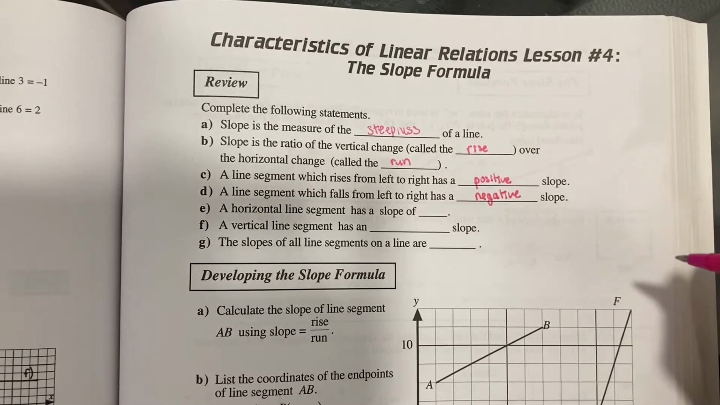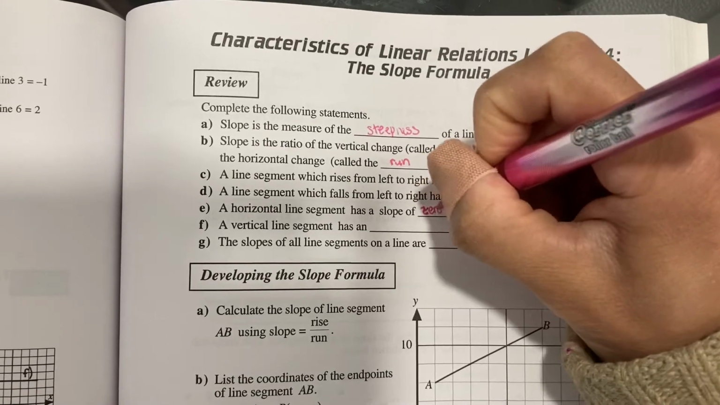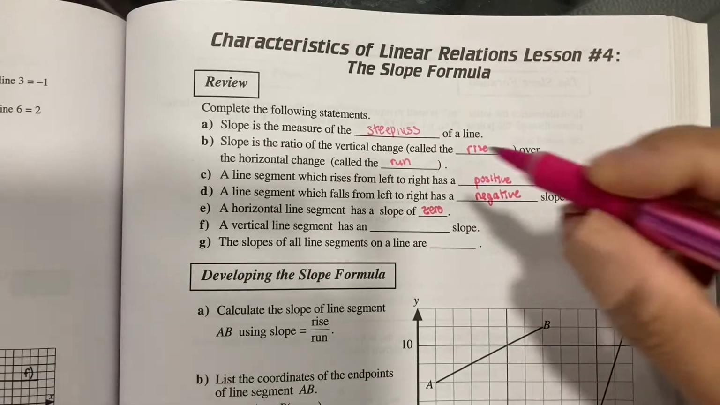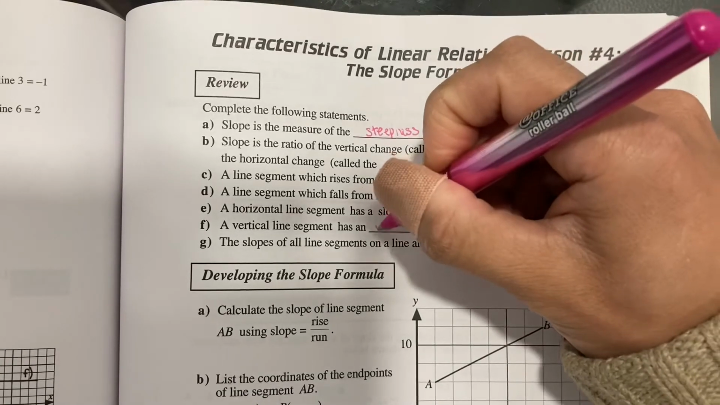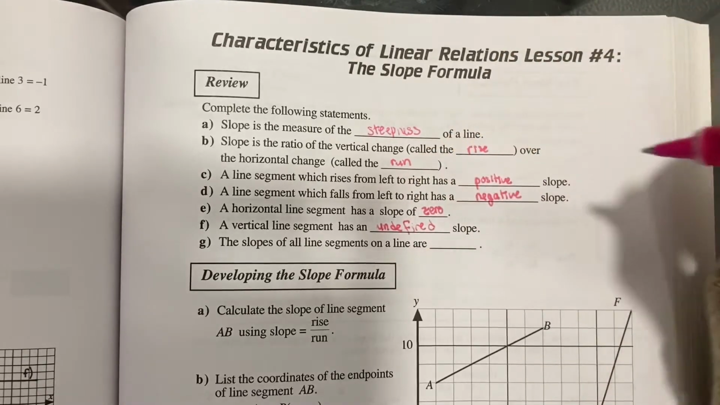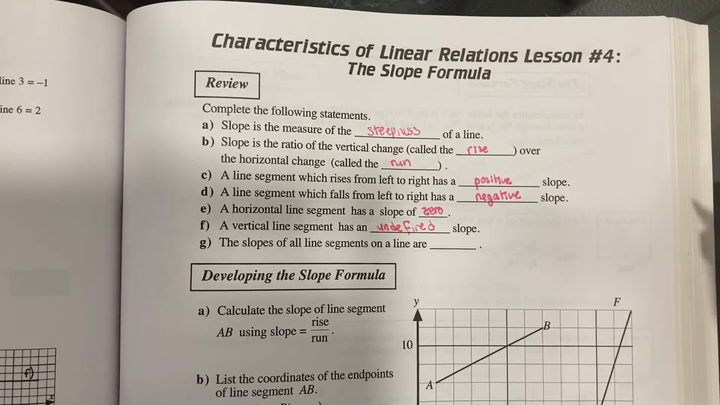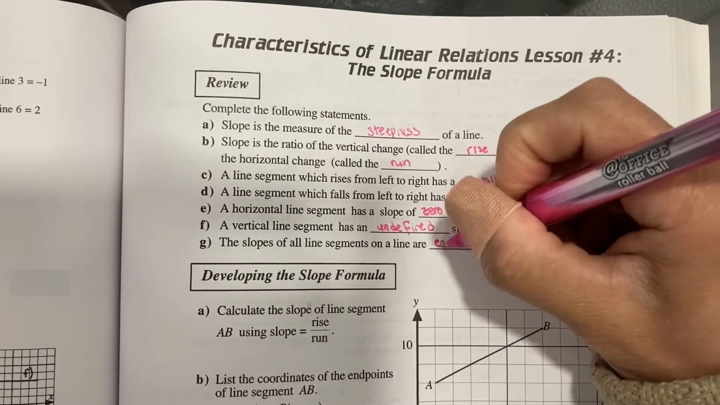So a horizontal line segment has a slope of 0. So if there's no rising and it's just kind of like a flat line, then we would say that has a slope of 0. A vertical line segment, so a line segment going straight up, would have an undefined slope. And remember, the reason for that is because there is no run, so we're technically dividing by 0, and you can't divide by 0. And the slope of all line segments on the same line are equal.